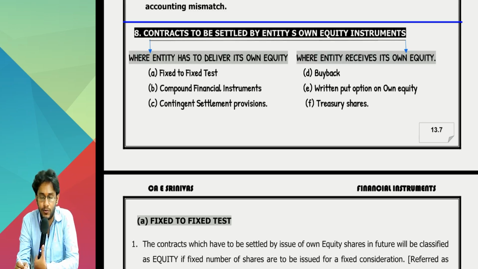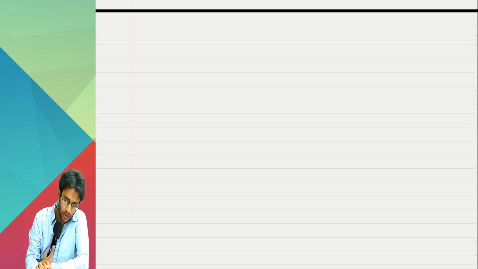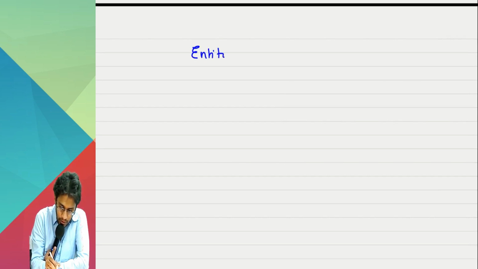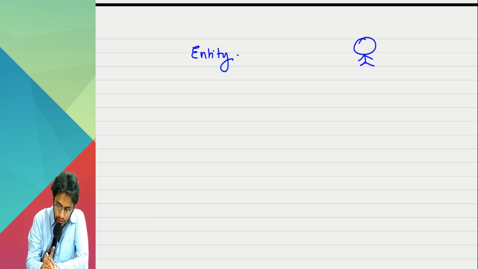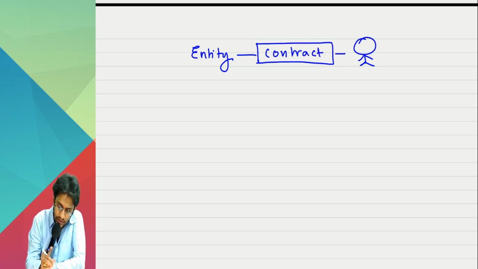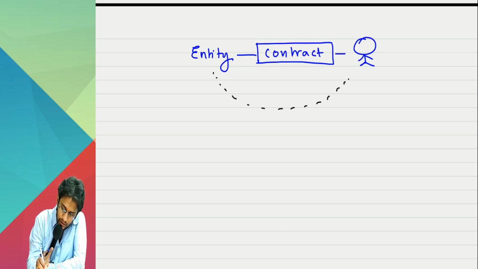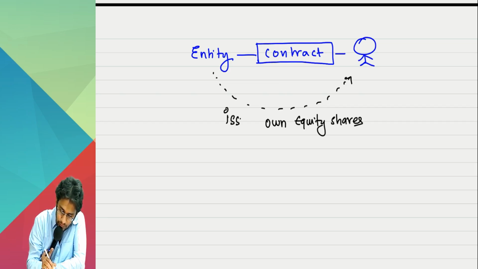Now these are contracts which are settled by the entity's own equity instruments. That means this is our entity, this is the counterparty. Between the entity and the counterparty, there is a contract. The contract's ultimate settlement is that the entity ends up issuing its own equity shares, or you receive your own equity shares from the other party.